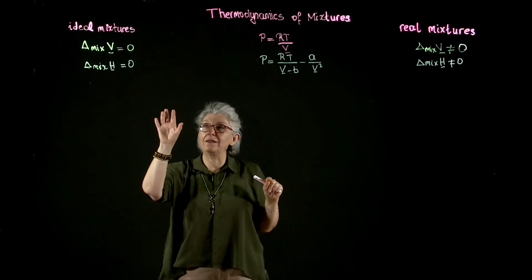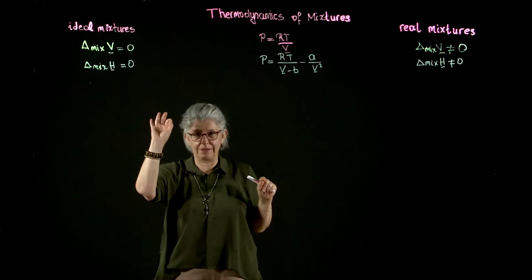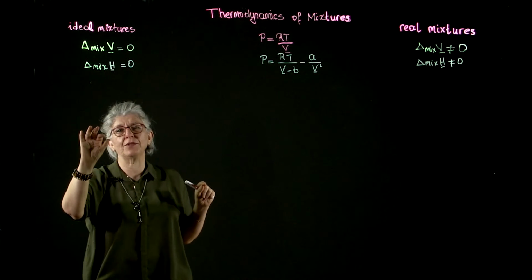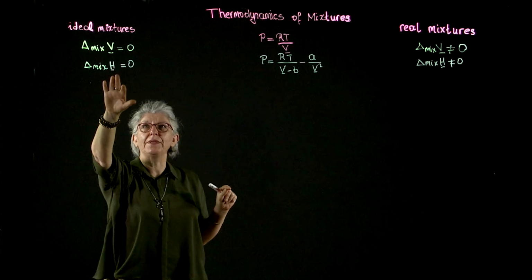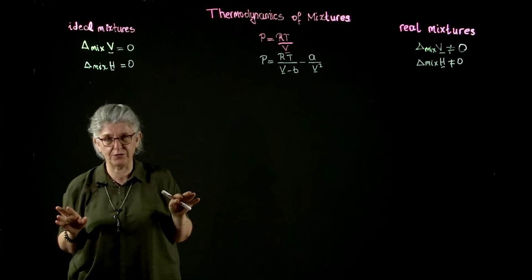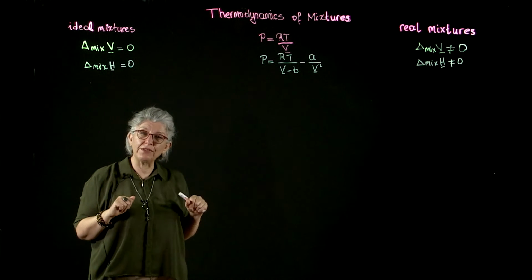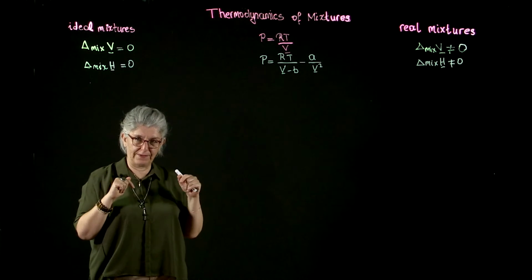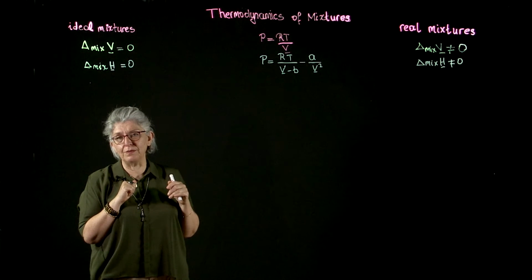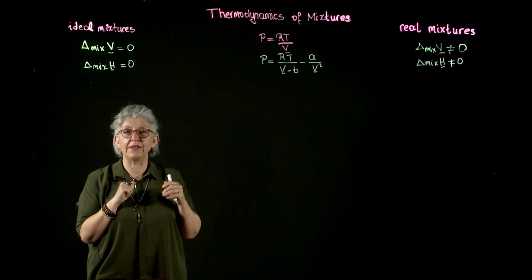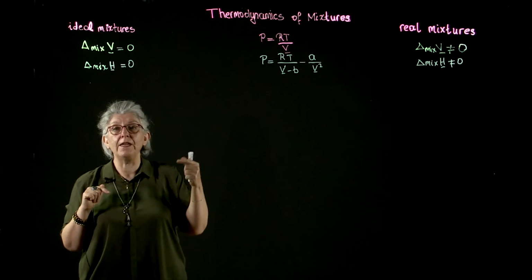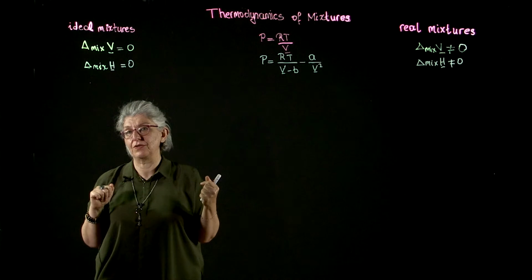The volume and enthalpy parameters that we have in thermodynamics being zero for ideal mixtures is relatively straightforward. But on the other hand, we also have an entropy term. The entropy term is going to be non-zero even for the ideal mixtures.